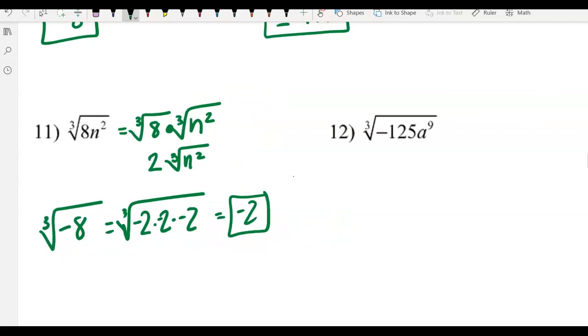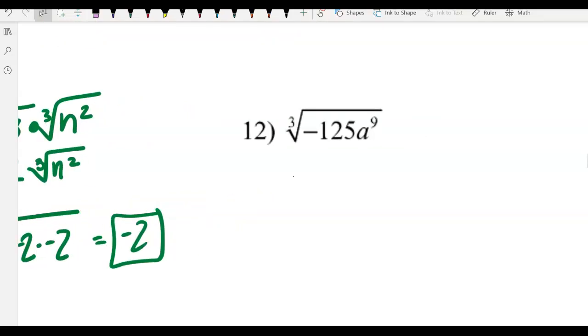So let's try this one. Even or odd index of 12? Odd. So I don't have to worry about the answer. Would you guys agree? What comes out is going to come out. Yeah. All right, let's check this out. We have cube root of negative 125 times cube root of a to the third.